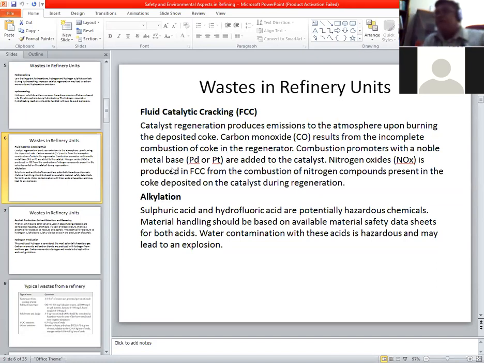It is happening. Next activity, you might recall, last week we went through the alkylation process. In the alkylation process, we are using acid as a catalyst, right? As a liquid phase. Normally sulfuric acid, and also hydrochloric acid. You know that sulfuric acid is corrosive. So we have to be very careful when you deal with acid. So these are the problems, and also water contamination with this acid can lead to an explosion. So these are the problems.